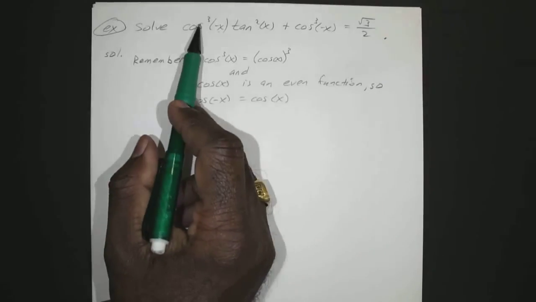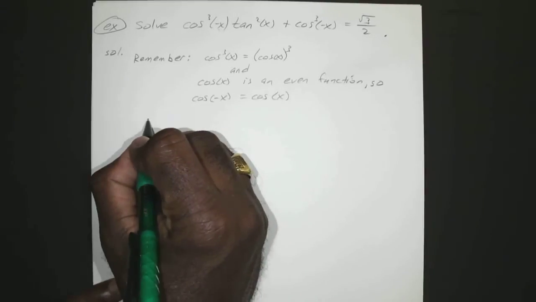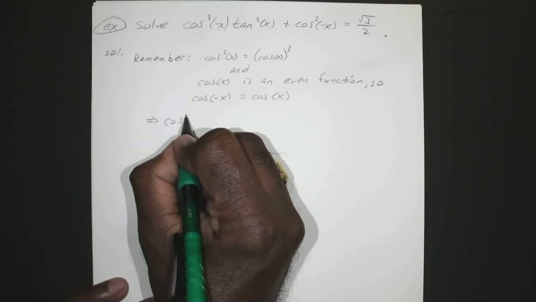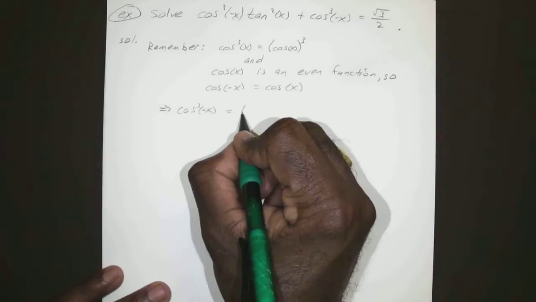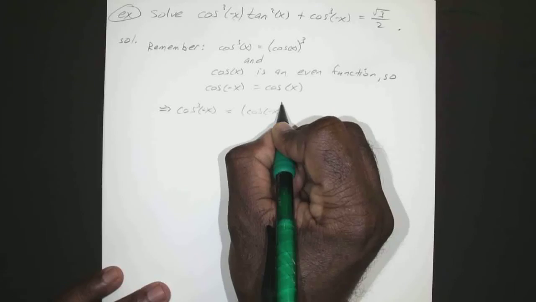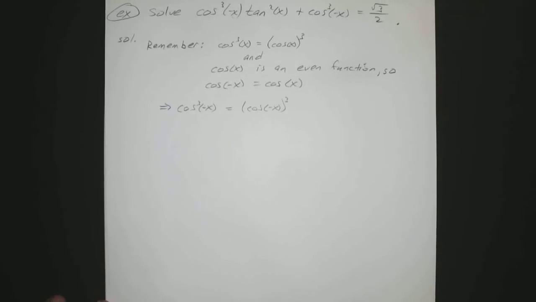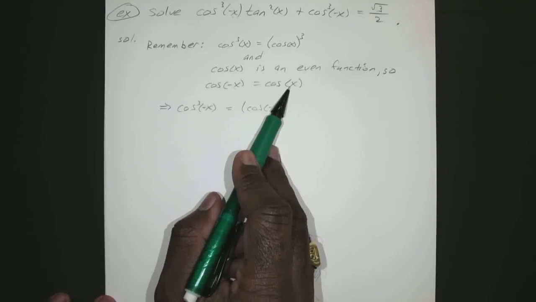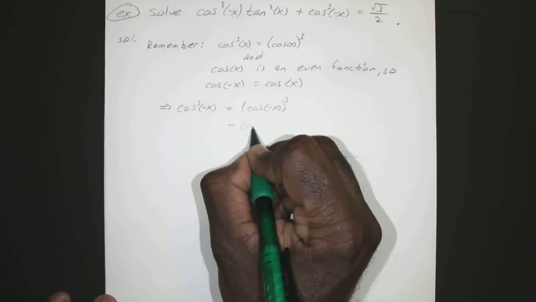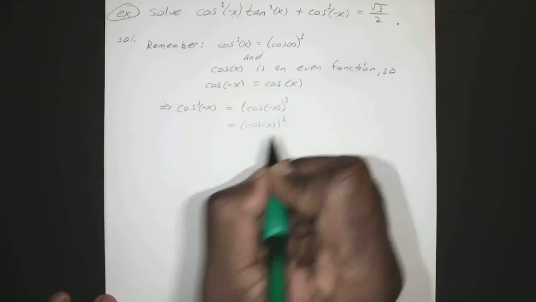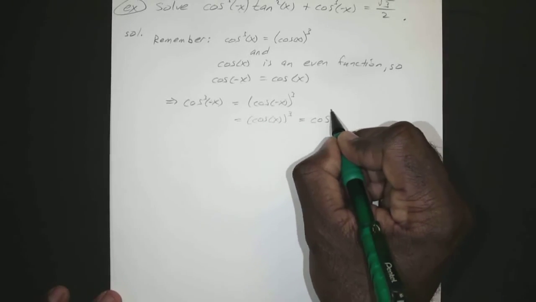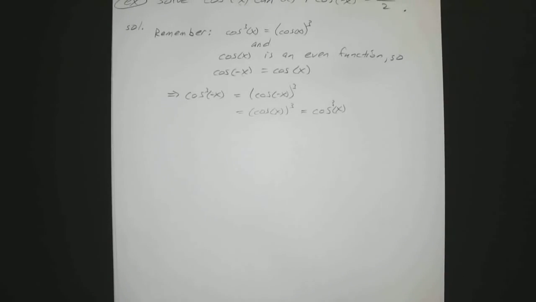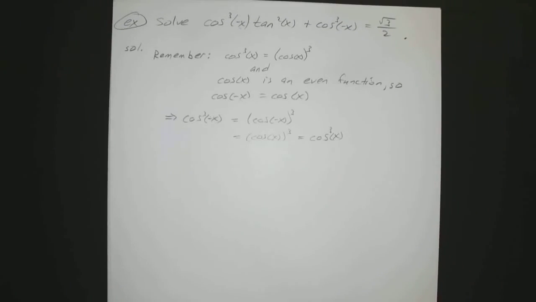Okay. So if we were to rewrite this, that means cosine to the third of negative x, remember, that's just equal to cosine of negative x to the third power. Since cosine of negative x is equal to cosine of x, that's just equal to cosine of x to the third power, which is equal to cosine to the third of x. So you can replace this cosine to the third of negative x with cosine to the third of positive x. Oh, sorry about that.